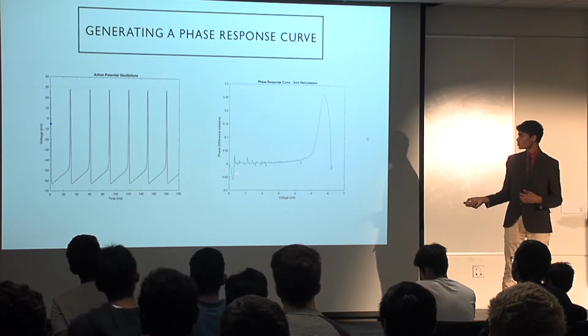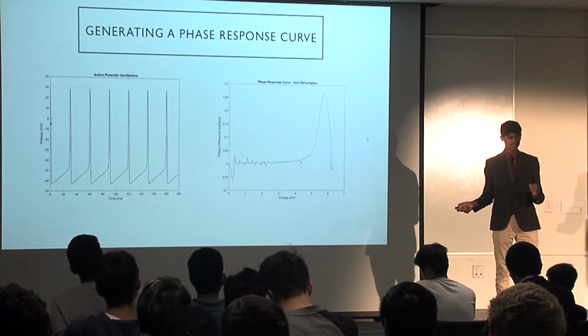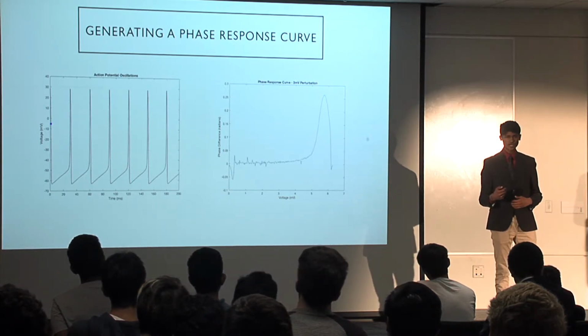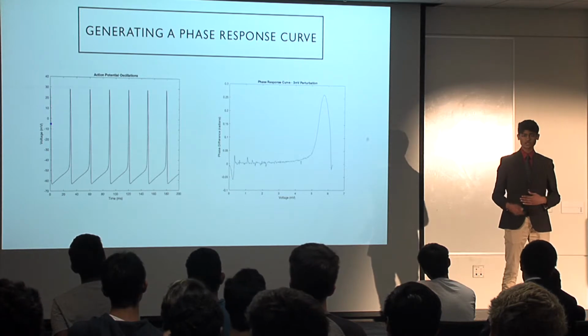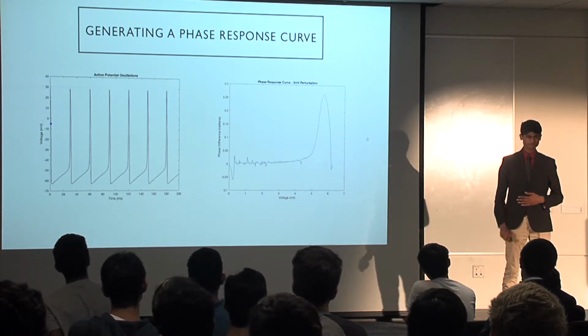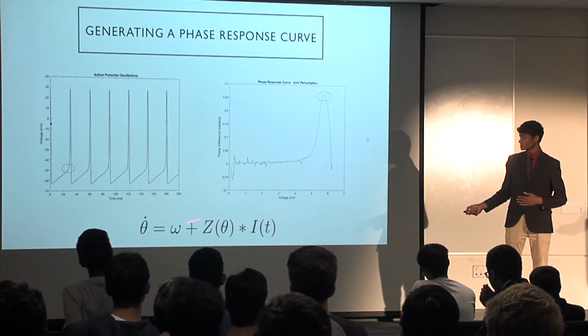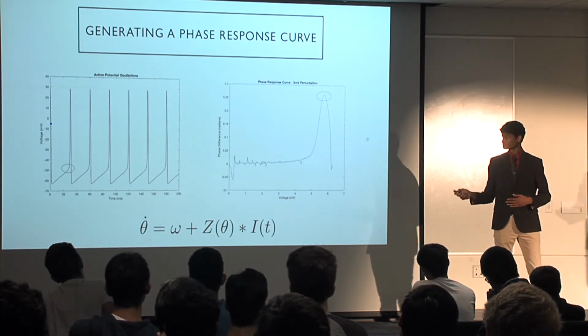What we saw is that most of the time, if you gave it a very, very small perturbation, nothing would happen, except when you're about to fire. If you're about to fire and you suddenly give it the voltage it needs to fire, we create a large phase response. And this phase response curve is the Z of theta in our phase model reduction.